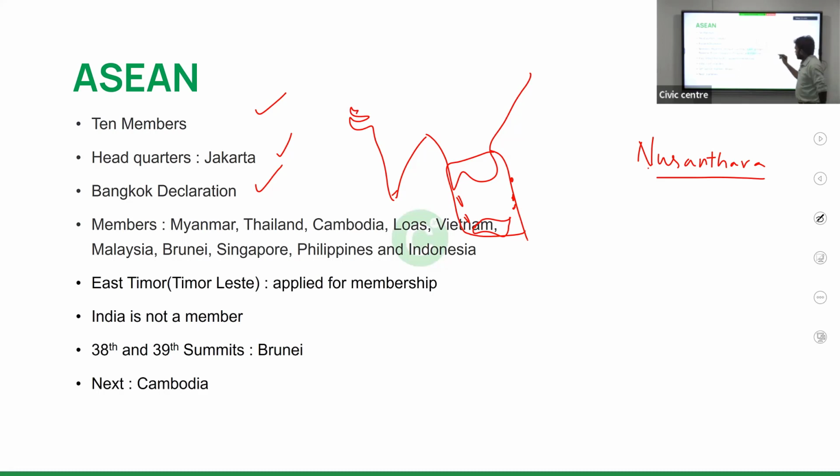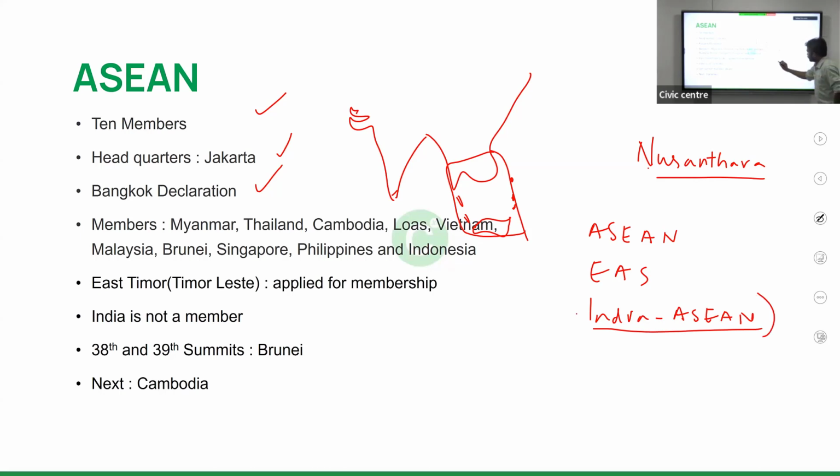At the same venue, you will have ASEAN, East Asia Summit, and India-ASEAN. When it comes to India-ASEAN, it is co-chaired by India and the current chairperson of ASEAN. That's why you can see in the newspaper, India-ASEAN Summit is co-chaired by Brunei and Prime Minister Modi. ASEAN consists of 10 members, the East Asia Summit consists of 18 members, and this consists of 11 members.